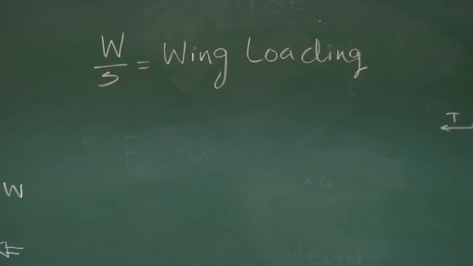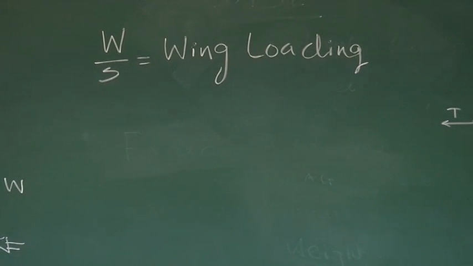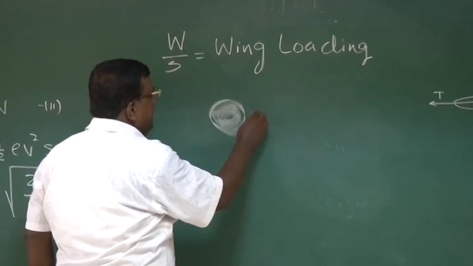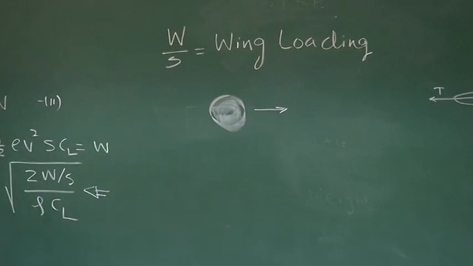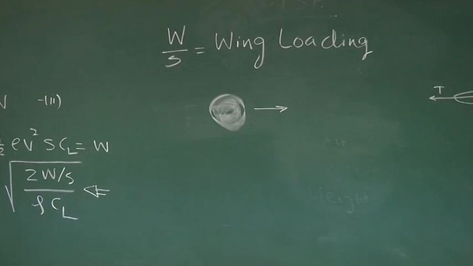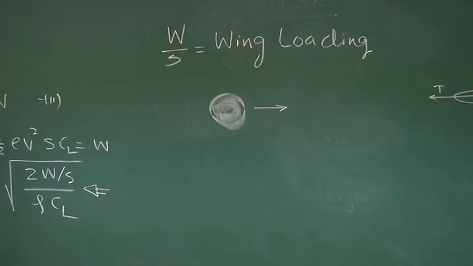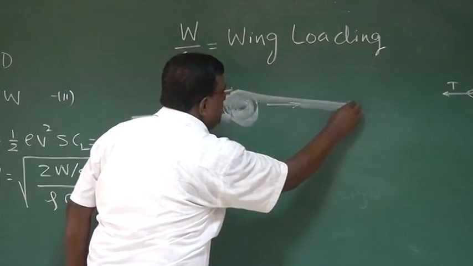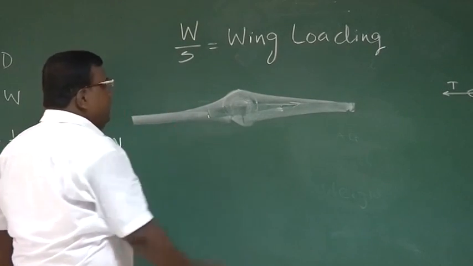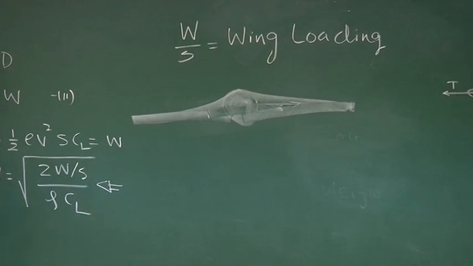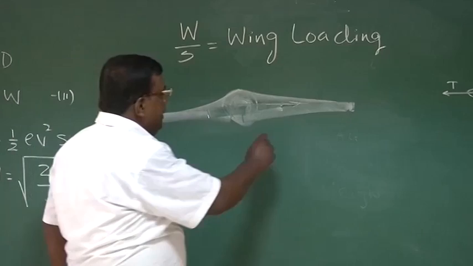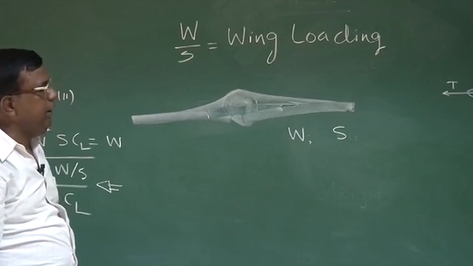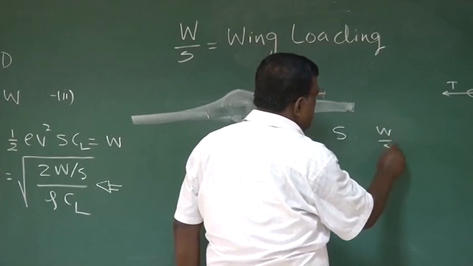Let us develop some feel for this wing loading. Suppose we want to lift this mass M by giving a forward velocity. By now we have understood that I can generate lift using a wing, a fixed wing. So I translate this to a diagram like this, where I call this part the wing. And let us say, for a given weight of airplane, the area of the wing is S, then the ratio W by S is called wing loading.